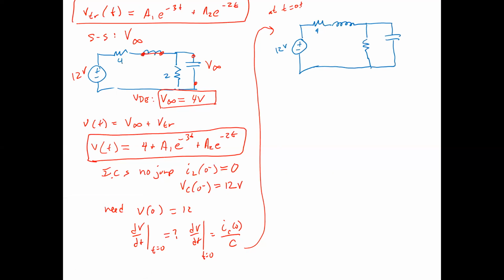At t equals 0 plus, IL of 0 plus is 0, because it has to be the same as it was at 0 minus. And VC of 0 plus equals 12 volts. And so I, through the resistor, is going to be 6 amps, because you got 12 volts over 2 ohms.